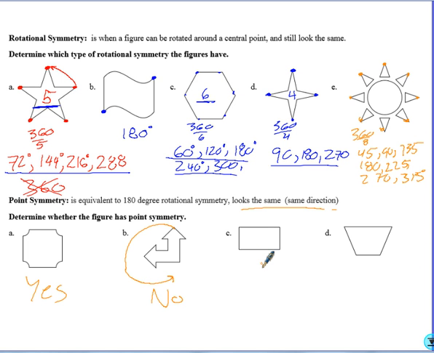Does this have 180-degree rotation? Yes, it does. Does this figure? No, because if I rotate this, the big part ends up on the bottom and the small part ends up on the top, and that does not work.